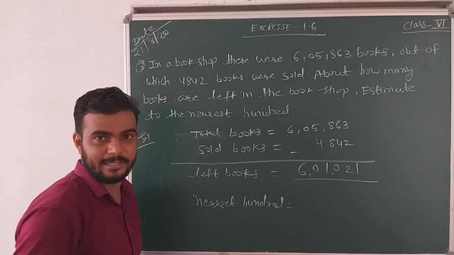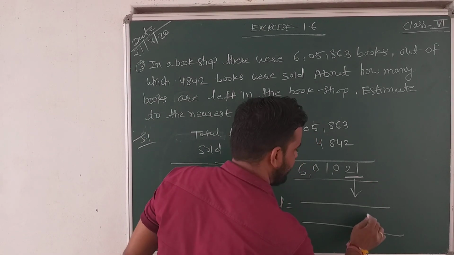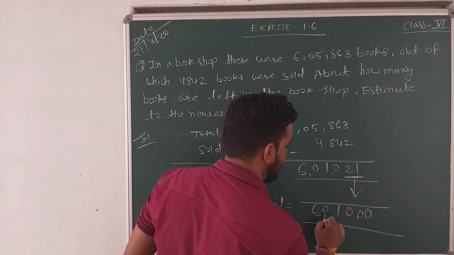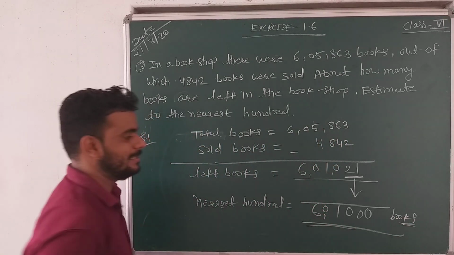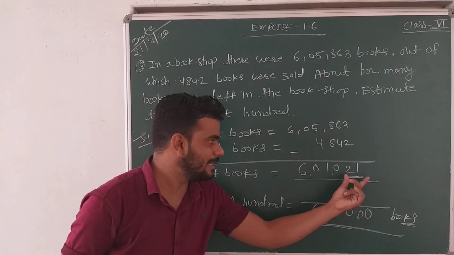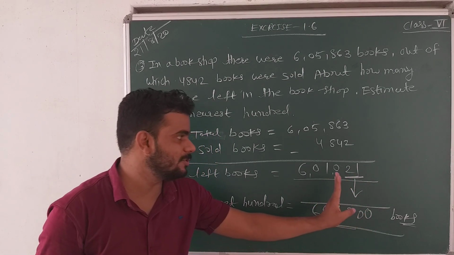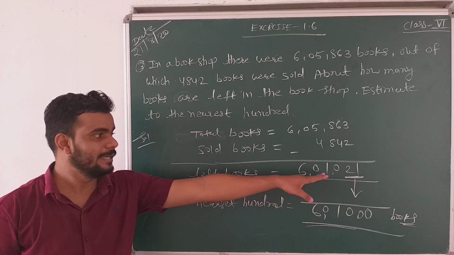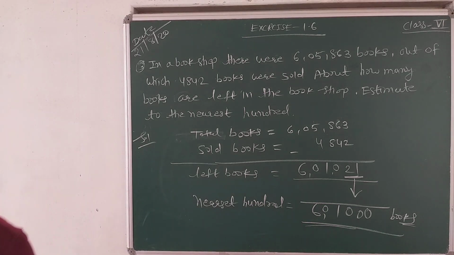So for the nearest 100, the last 2 digits, 21, are less than 50. So directly we can write 0 instead of 21, and the rest stays as it is. Okay, so the nearest number of books is 6,01,000. The left books are 6,01,021. Okay, take the screenshot and write in a notebook.